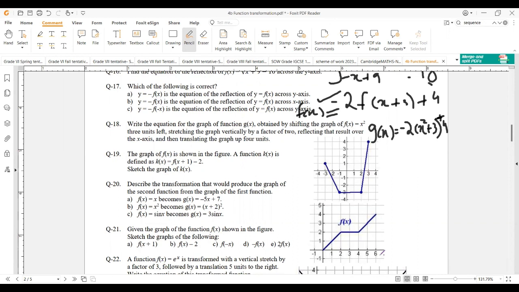Question 19. The graph of f(x) is shown in the figure. Function k(x) is defined as k(x) equals f(x plus 1) minus 2. Sketch the graph of k(x). What is happening to f(x)? It's moving to the left by 1 unit and then 2 units down. Yes, so every point will go 1 left and 2 down. So 1 left and 2 down would be here. Then 1 left and 2 down would be roughly somewhere over here. 1 left and 2 down roughly here. And 1 left and 2 down would be here. So this is the new graph, joined with the ruler, of course.